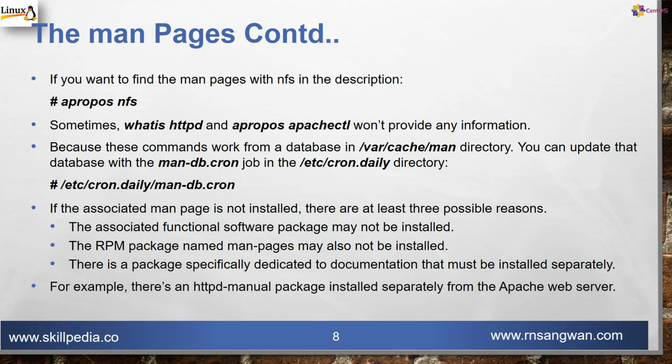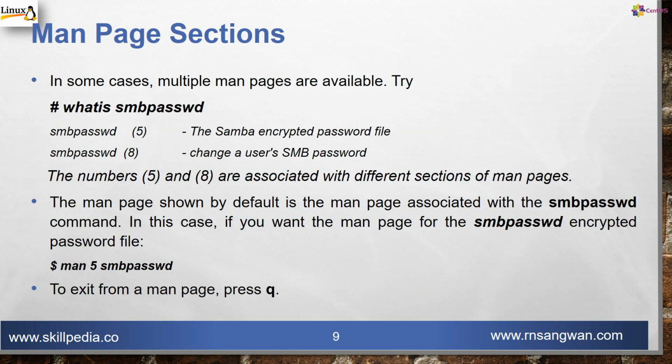if you want any assistance, any help, any manual pages about the web server. In some cases, multiple manual pages are available. Like if you try whatis smbpasswd, that will show you two sections. One section, section 5, is about the password file. Section 8 is the command itself. So numbers 5 and 8 are associated with different sections of the manual pages, as I told you and as I demonstrated.